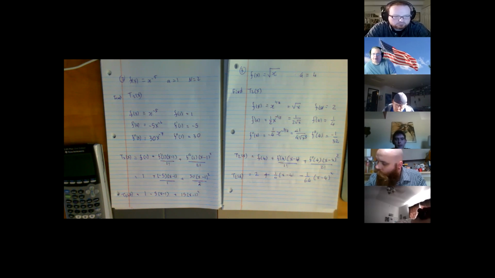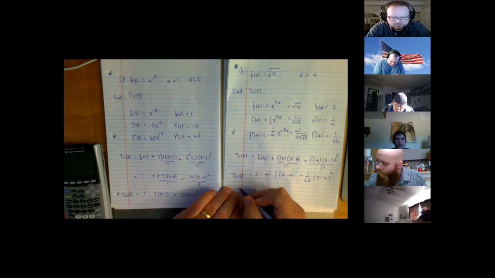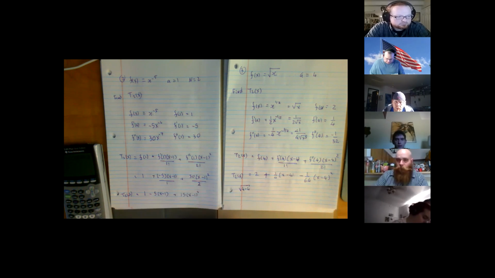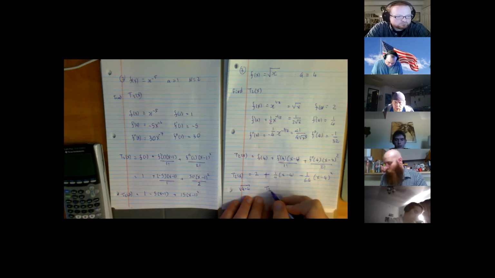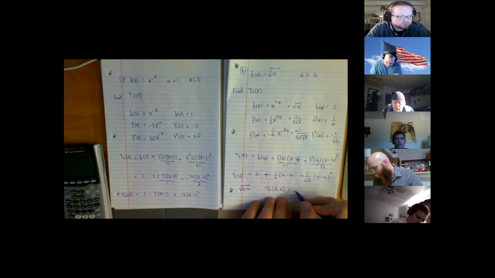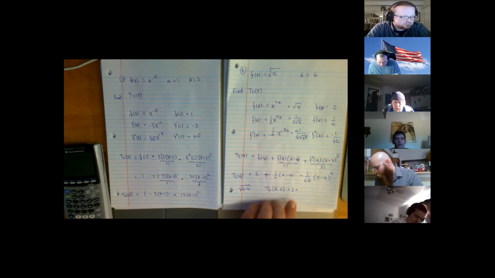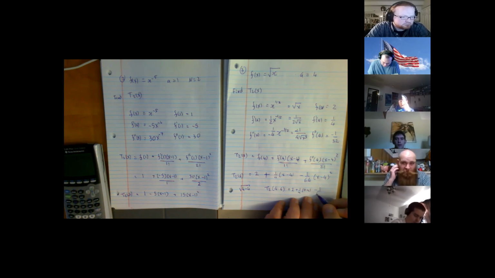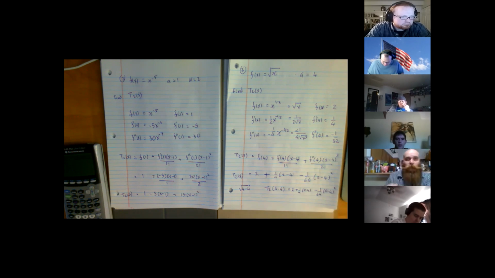Well, let's do something. I would like an estimate of the square root of 4.4. So I'm going to use T2 to do that estimate. It's going to be 2 plus a quarter of this guy, which is basically 0.4, so a quarter of 0.4, take away 1/64th of 0.4 squared.